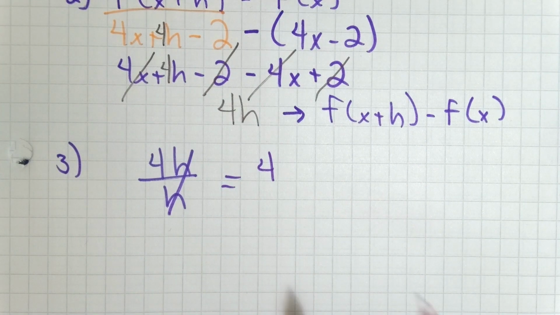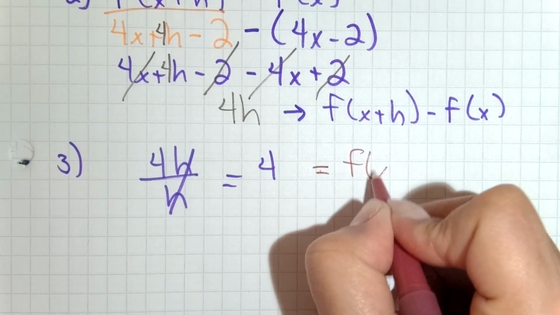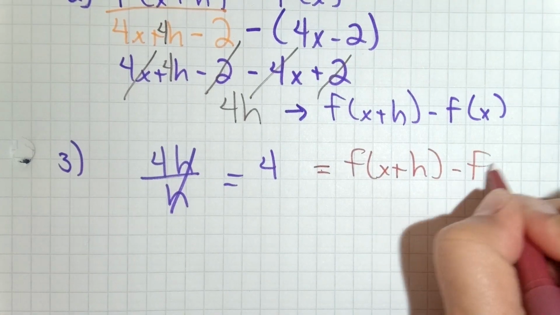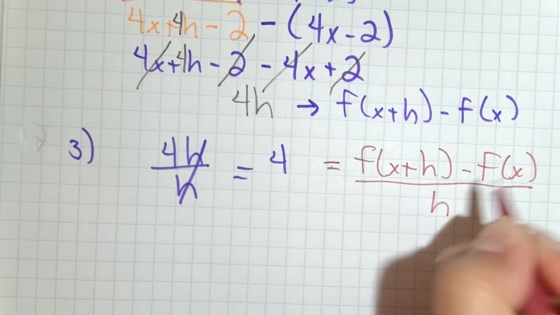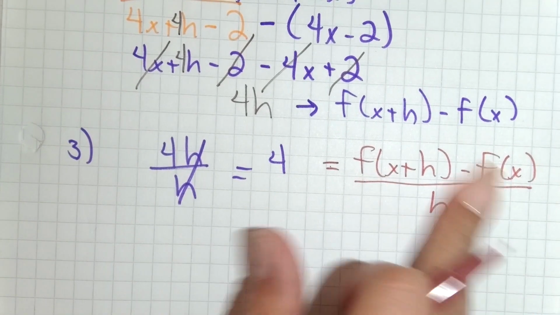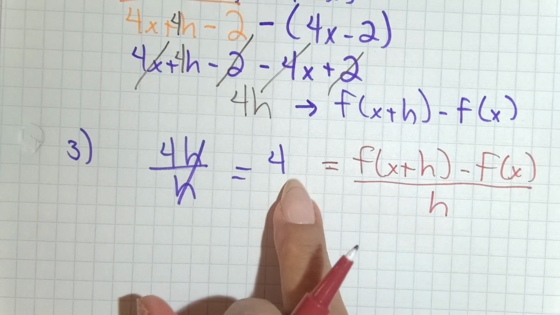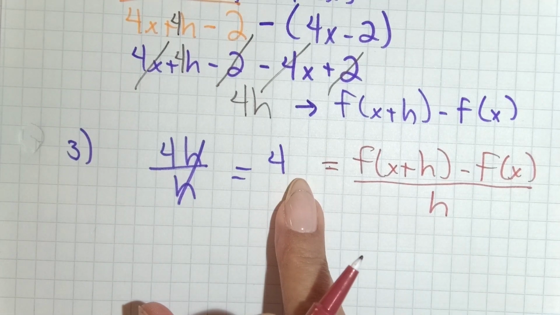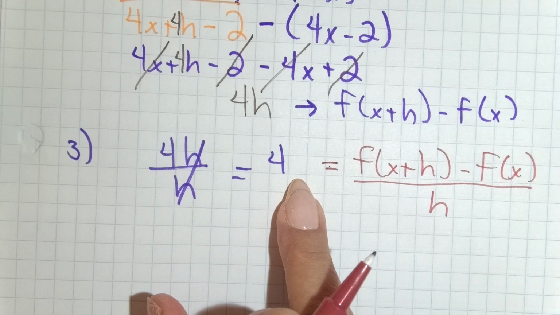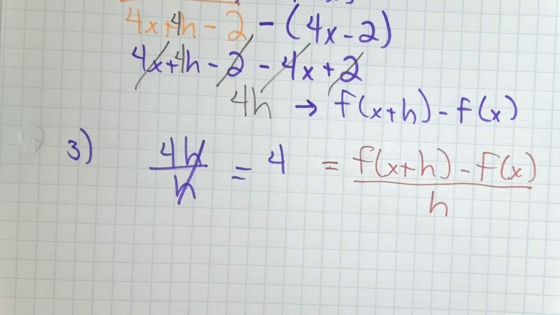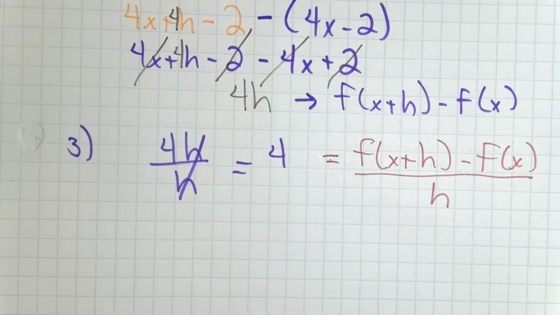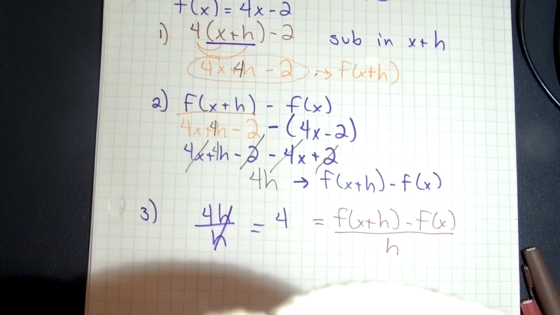Which means that this is f of x plus h minus f of x over h. So we have simplified this whole equation before we've gone to the limit. And that's what you need to do before you get to the limit. You need to simplify as much as possible before you get to the limit. Questions? Yeah, I'll zoom out. Is that good?